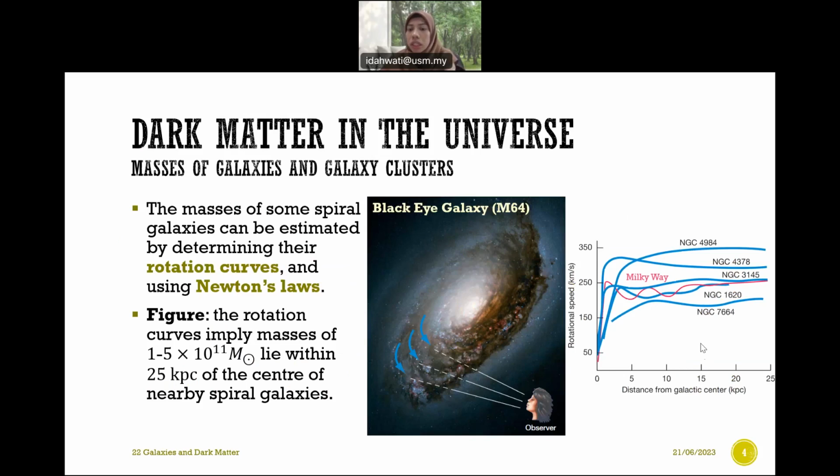We can also see in this graph a rotational speed curve with the distance from the galactic center. If you look, for most of the distance from zero until a certain stage, the rotational speed will begin to become constant, or consistent, along the distance as the distance from the galactic center becomes wider.